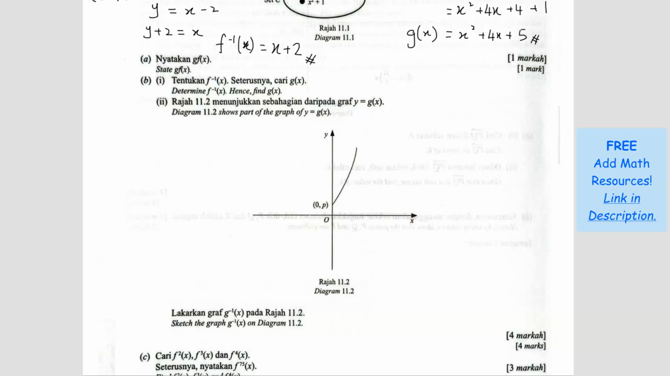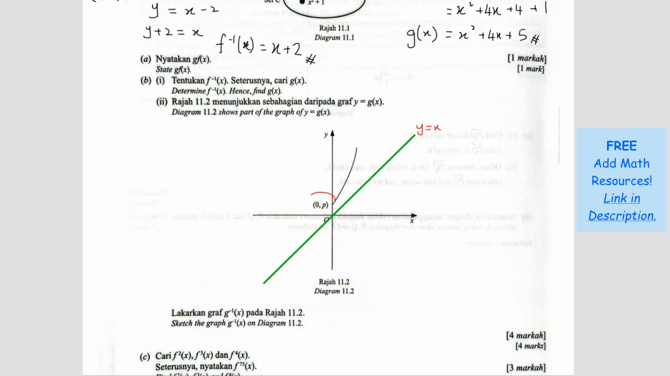Whenever you have a function and you want to draw the inverse, it's basically a reflection. A reflection at which line? At the y equals x line. Okay, it's basically a reflection here. So this line is y equals x, and you just have to reflect that graph, using this as the mirror.